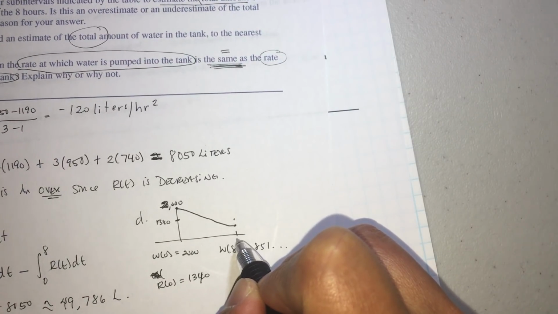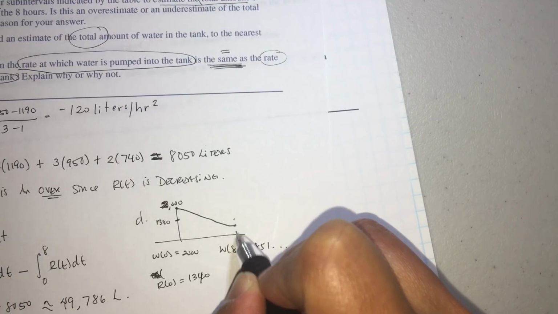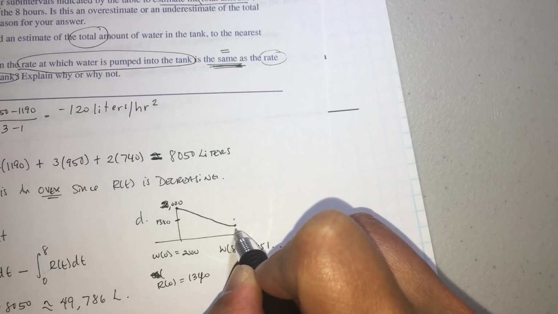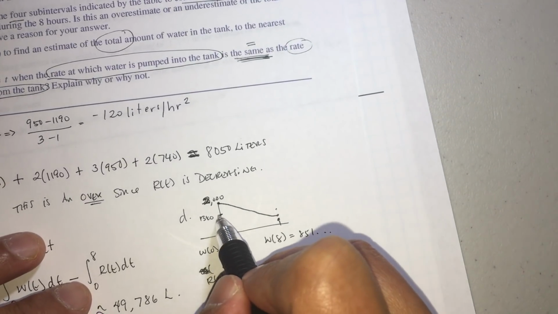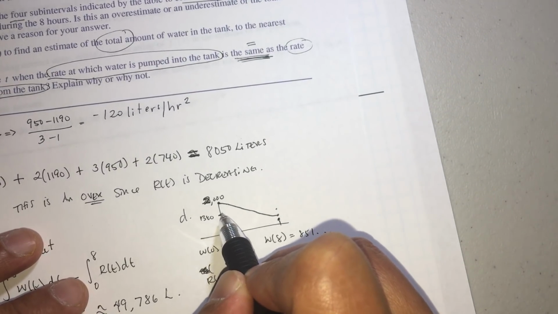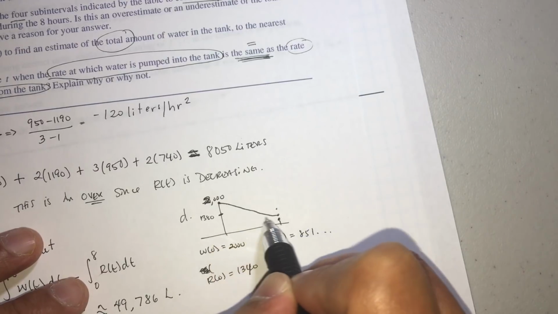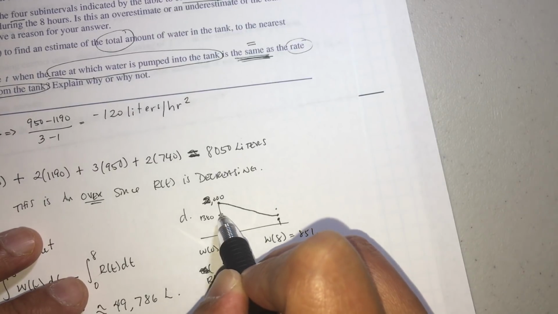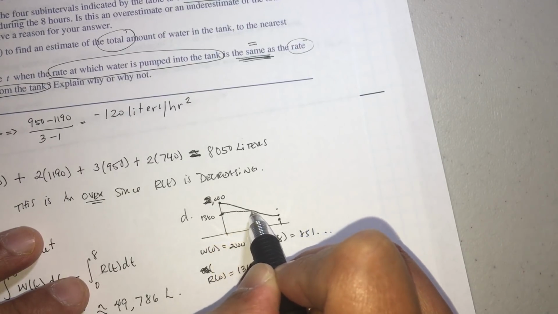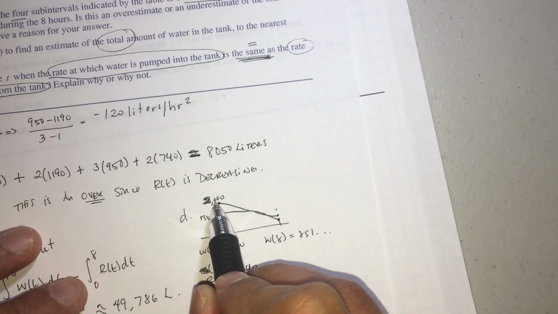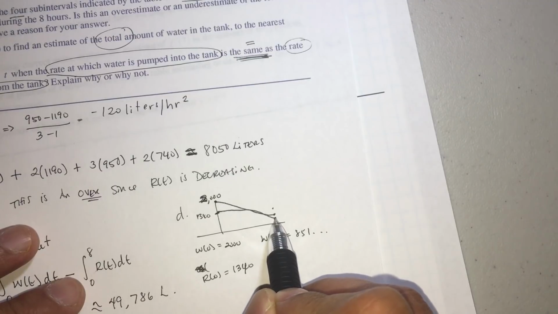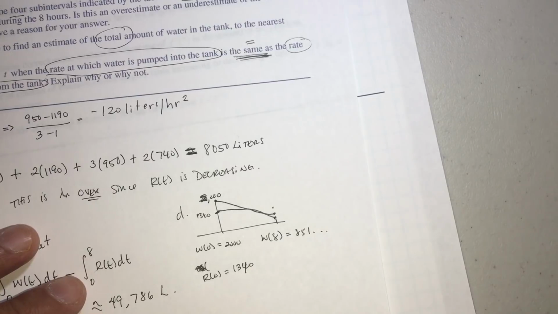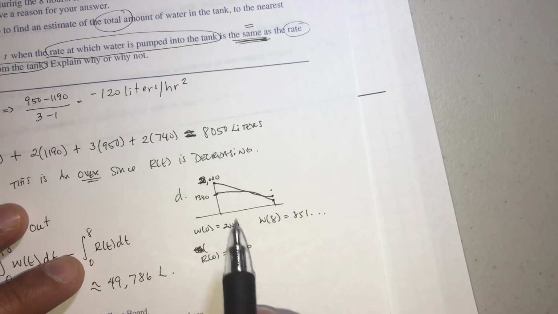Let's see here. So this is 851. 700 would be right underneath here. Okay. Now, you see here, I have to go from 1340 to 851. And I have to go from 1340 to 700. Okay. Is it going to pass the 851? Absolutely. Does that make sense, guys?